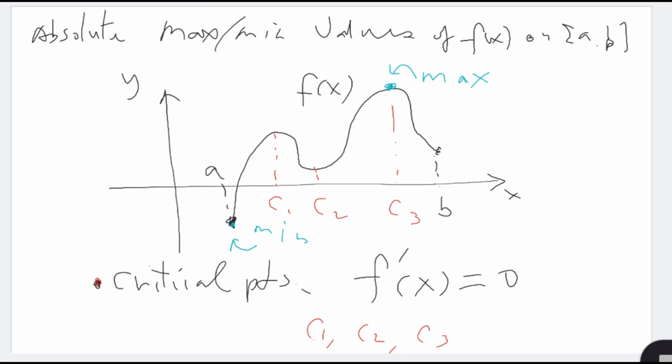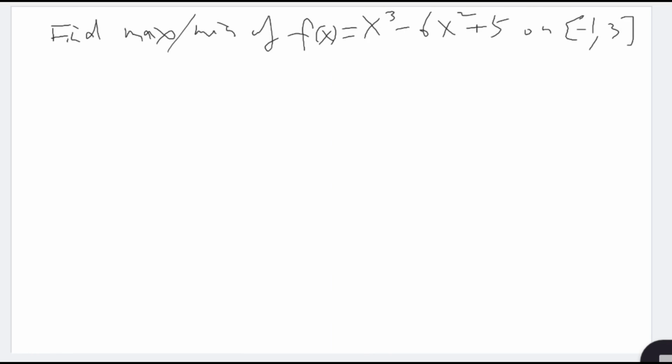Let's see an example. So let's find the absolute maximum and minimum of this function over the interval -1 to 3. All right.